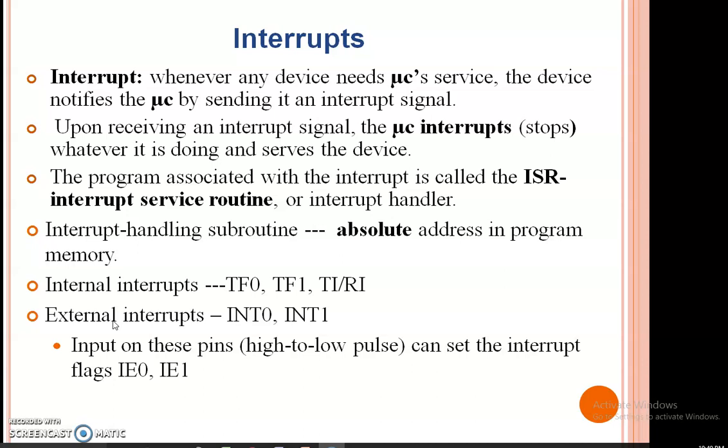So generally the 8051 has 5 interrupts: 2 external interrupts, nothing but hardware interrupts, and 3 internal interrupts, nothing but software interrupts. The internal interrupts are generated by 2 timers, timer 0 and timer 1, and the third interrupt is generated by serial communication, that is TI meaning transmit interrupt, or RI meaning receive interrupt. So these are the 3 internal interrupts: 2 timer interrupts and 1 serial communication interrupt.